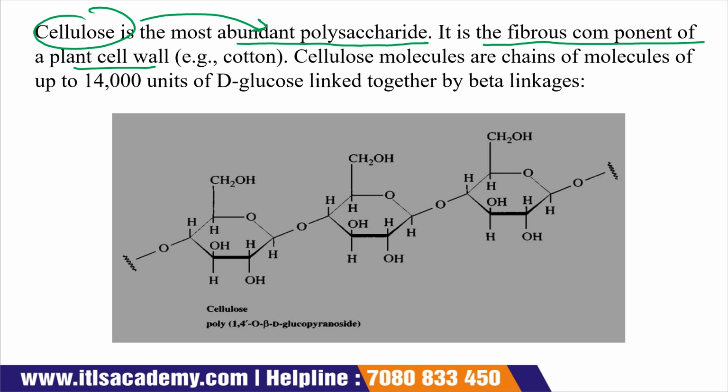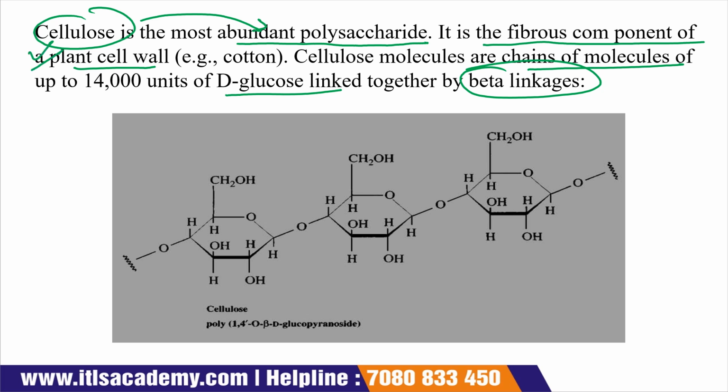Cellulose molecules are chains of thousands of glucose units linked together, and the linkage between them is a beta linkage. When around 40,000 units of D-glucose are joined together by a beta linkage, cellulose is formed.